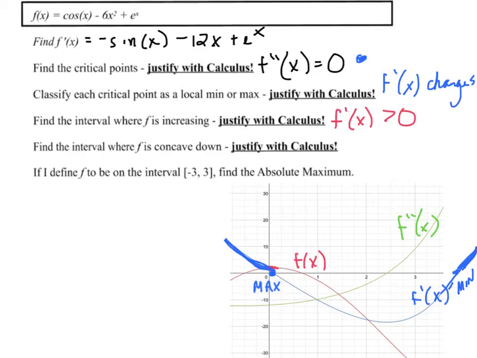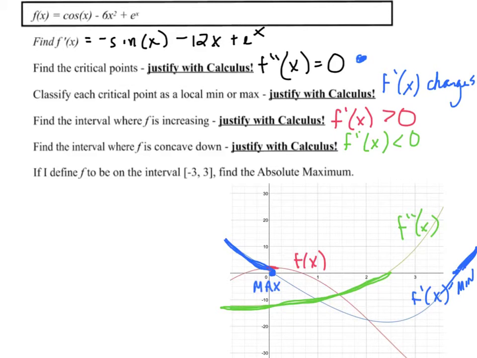Concave down, remember, means that the second derivative is negative. So we look and you can see here the second derivative all the way along here to 2 point something is negative. So again, we'd have an interval. We'd say, oh, the second derivative is negative, so the function is concave down.